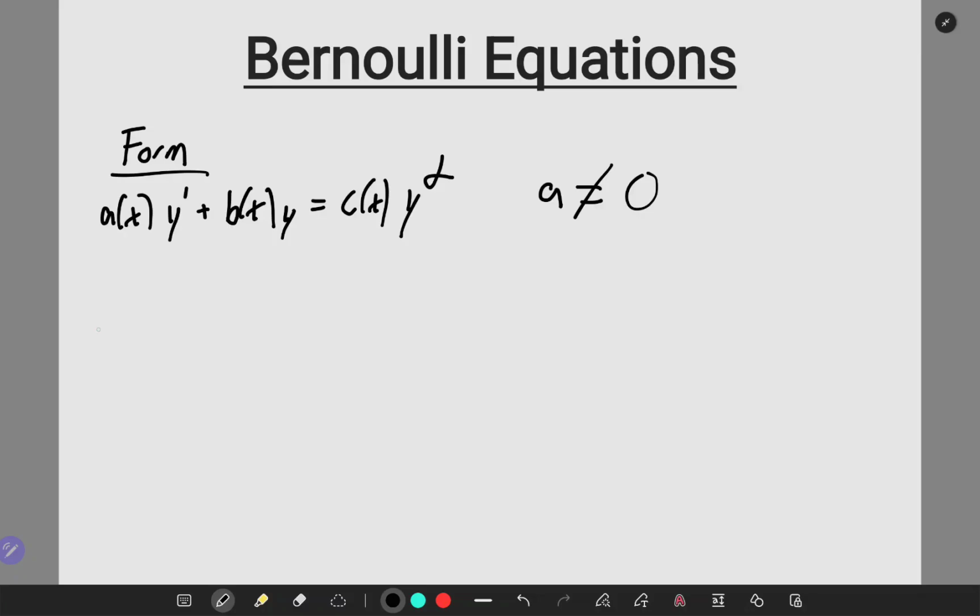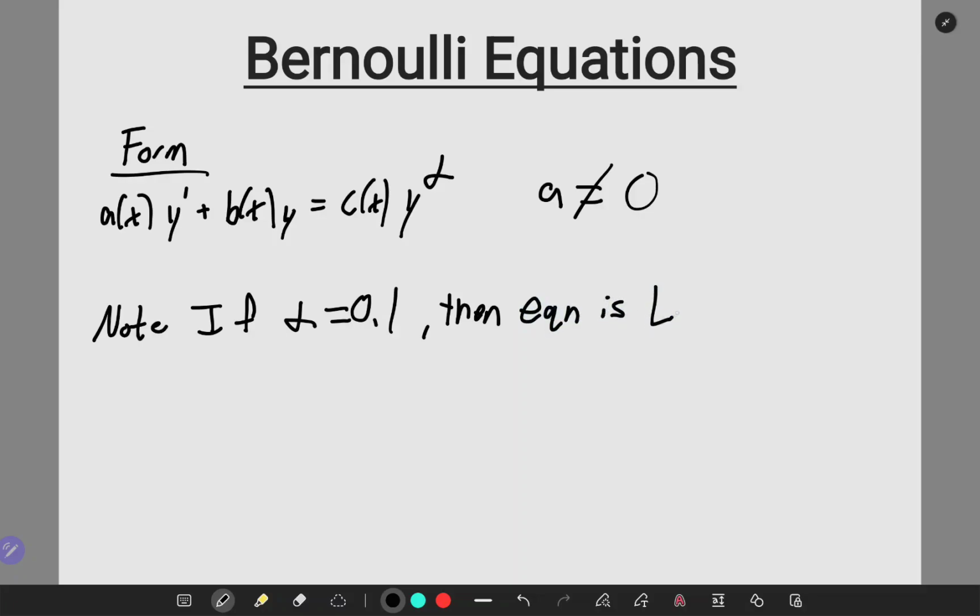But now note, if alpha is 0 or 1, the equation is linear. Thus, we're going to assume that alpha does not equal 0 or 1.